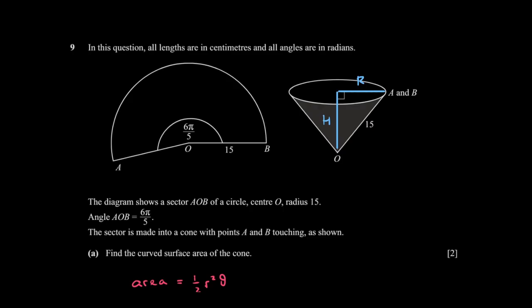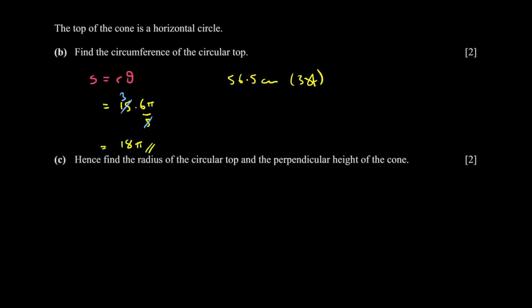So what do we know? We already know this length here. We know the circumference of the circle because that was 18 pi. That's the answer we just got. And the circumference of a circle is equal to 2 pi r. I know that the circumference is 18 pi, so 18 pi is equal to 2 pi r. I divide both sides by 2 pi. So r is equal to 9 centimeters.